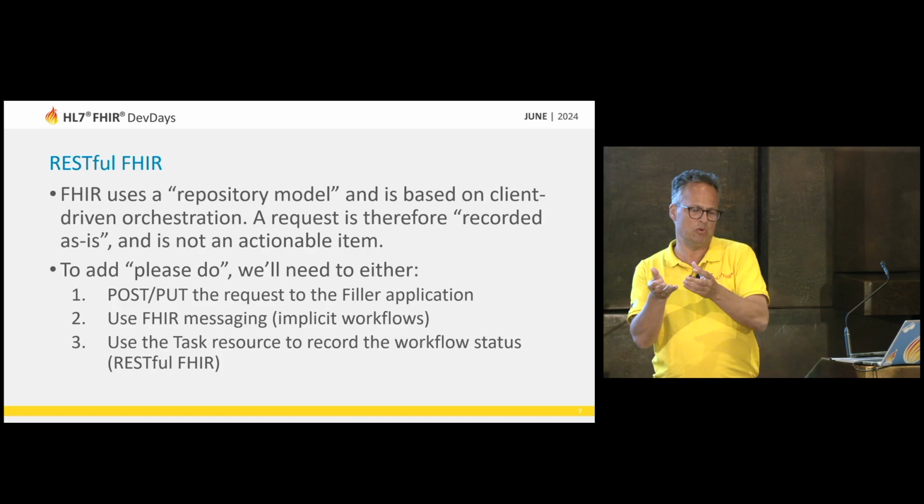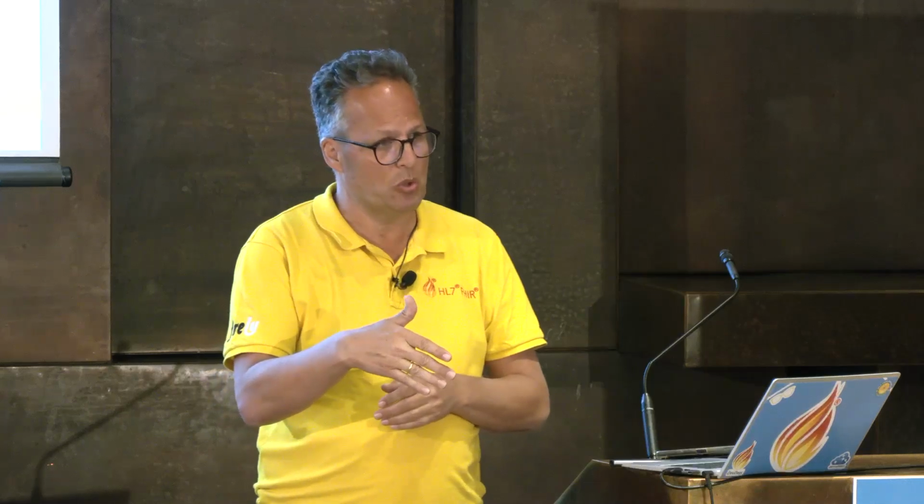If I send you a service request resource, then implicitly, nudge, nudge, nudge, you're supposed to actually do it. That's implicit. But we mostly don't like that because you can have mixtures of implicit and explicit, and then what am I supposed to do? You can use FHIR messaging. I talked about that in an earlier session. That's a slightly different mechanism.